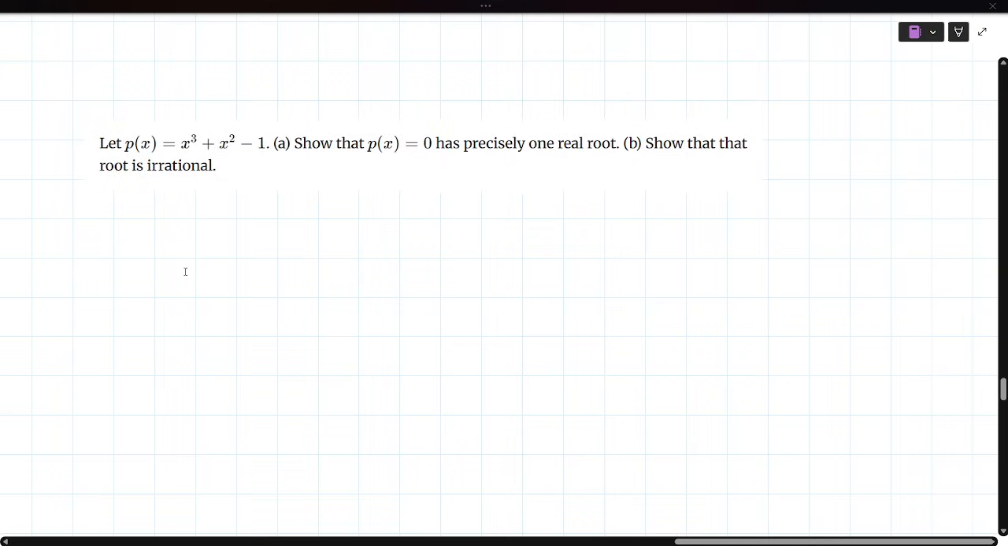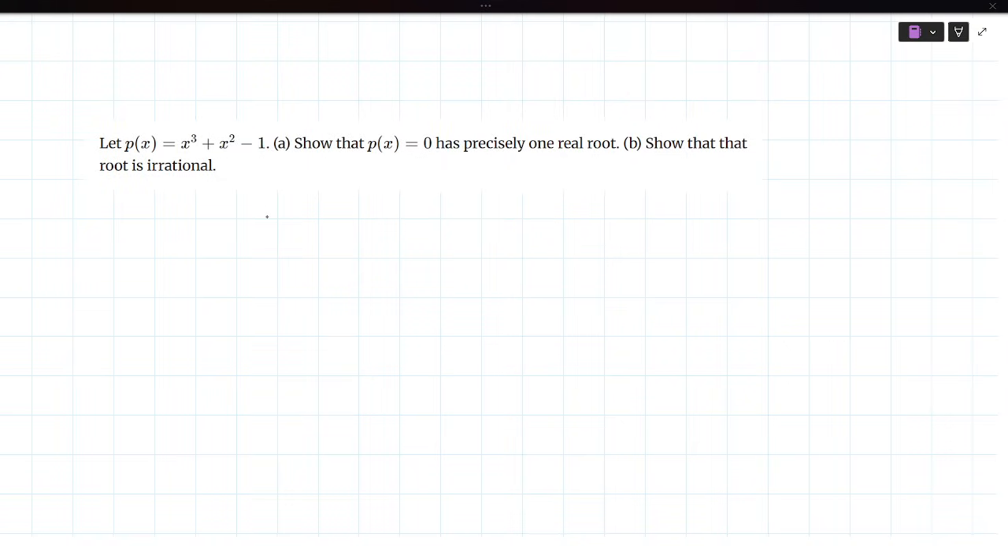Let p of x be a cubic polynomial, x cubed plus x squared minus 1. The first part of the question is to show that this cubic has precisely one real root. The second part of the question is to show that that root is irrational.